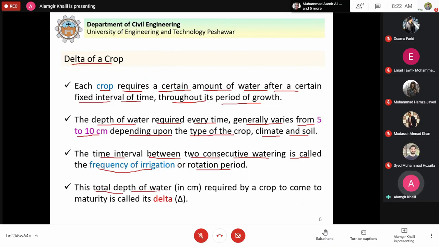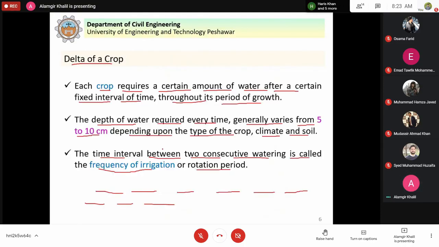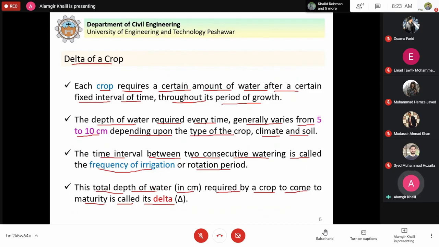The total depth of water in centimeter required by a crop to come to maturity is called its delta. This is known as delta of a crop. It means that one crop requires, let's say we have this wheat here, it requires 37.5 centimeter of water on average. So this is the delta for the wheat. This is what we mean by delta. The total depth of water in centimeter required by a crop to come to maturity is called its delta.